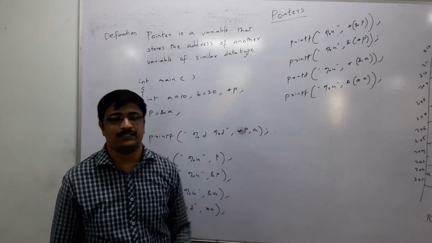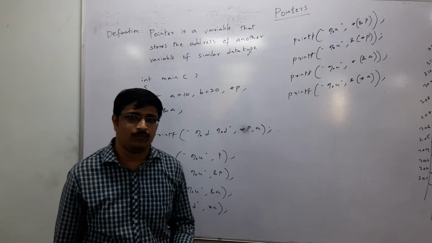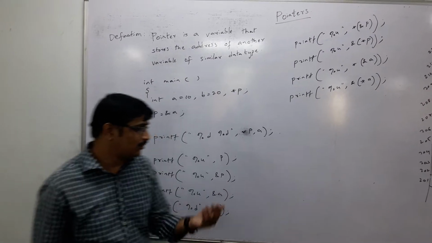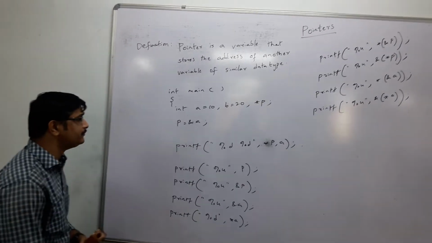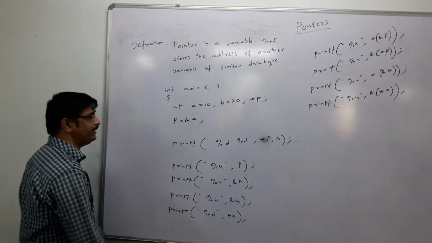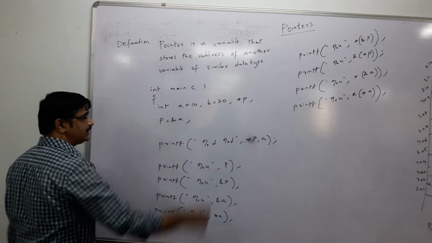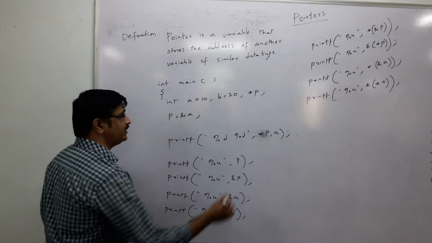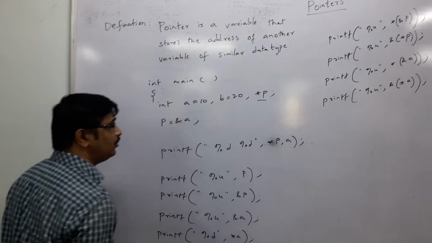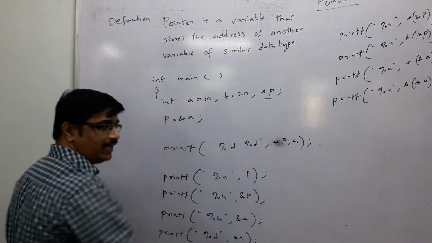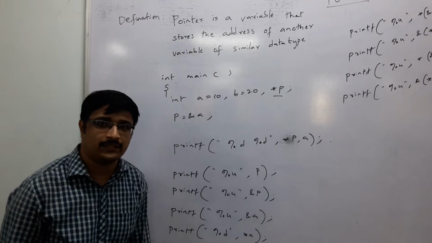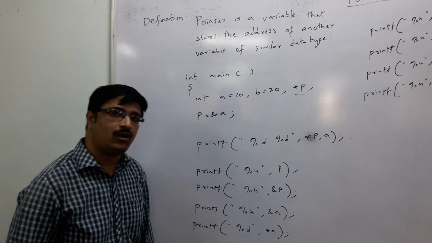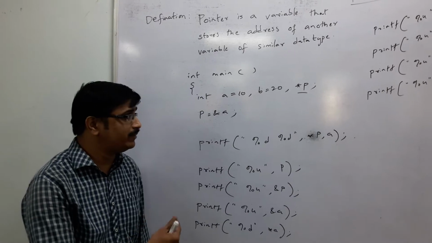But first we will discuss the pointer, that is, what we mean by a pointer and how exactly we are going to store the address. So let's get started. Here in main, I have taken two variables a and b, and I have taken a pointer variable. This is how we represent a pointer: before the variable, if I put the asterisk symbol, it becomes a pointer. Now this variable is capable of holding the address of a variable of the similar data type.